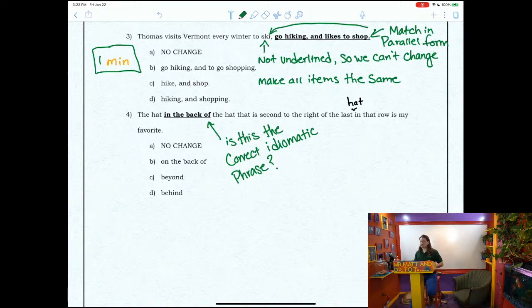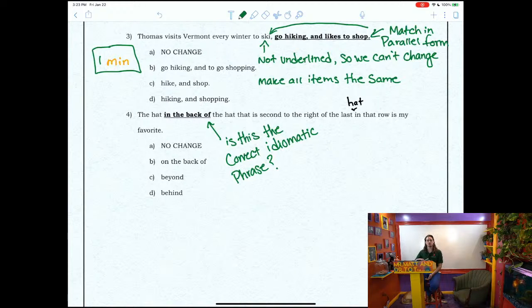Okay, so for number 3, we want to make sure that all the items listed in this comma series, ski, go hiking, and likes to shop, are parallel in form. That means they should be consistent grammatical structures. We can't change the phrase to ski because it's not underlined. So that's in the infinitive form.